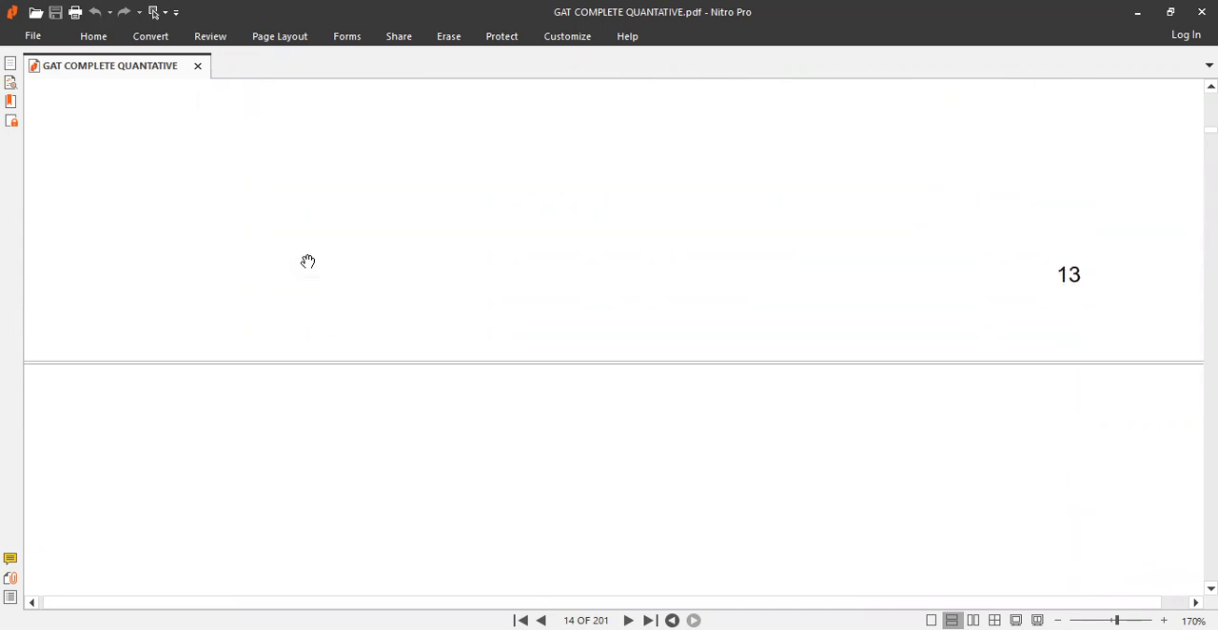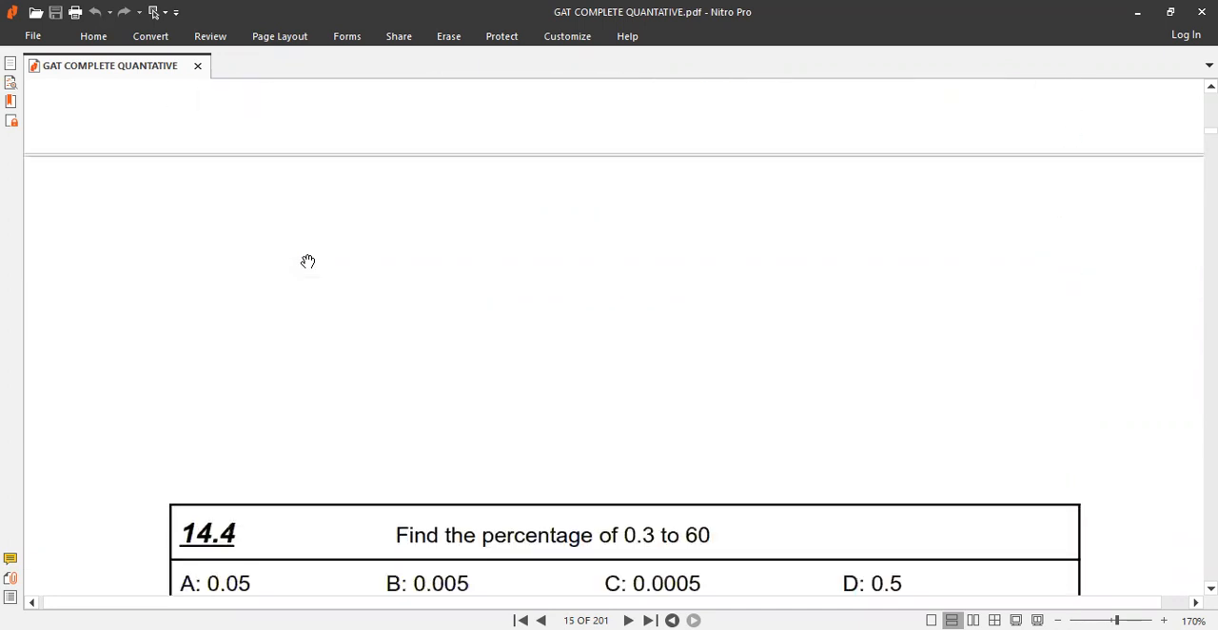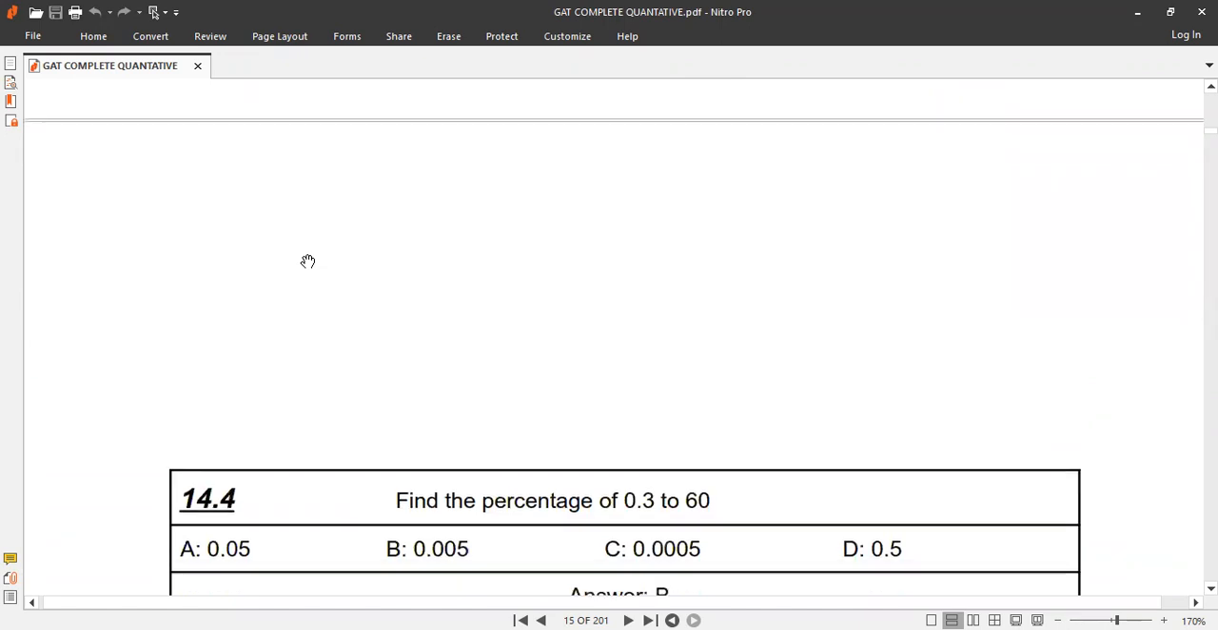Now another question. Here I talk about this question. Find the percentage of 0.3 to 60. So you have to remember the rule. The rule, this is the part, and this is the whole. He wants the percentage of 0.3 to 60. So this is the part, and this is the whole.